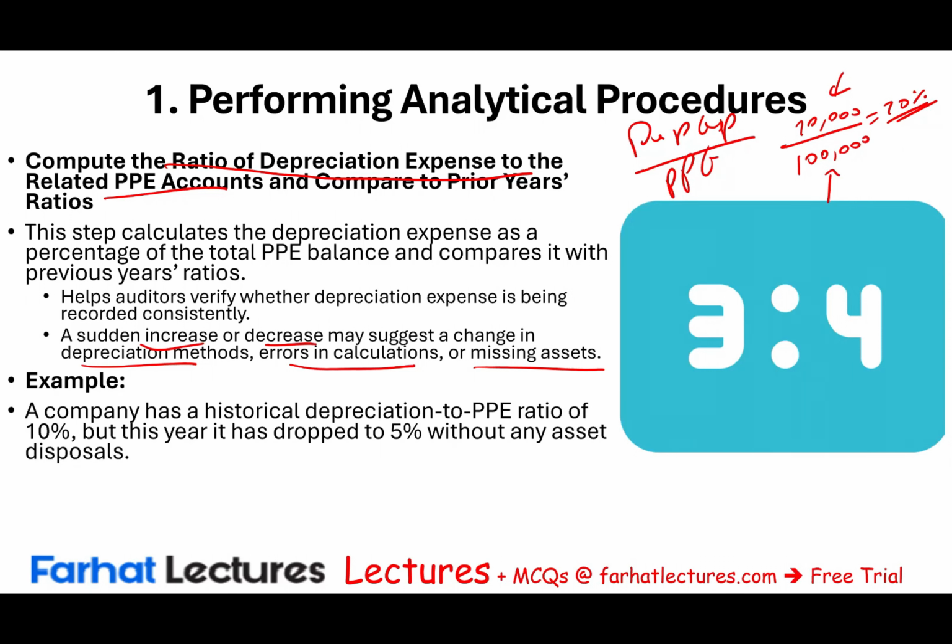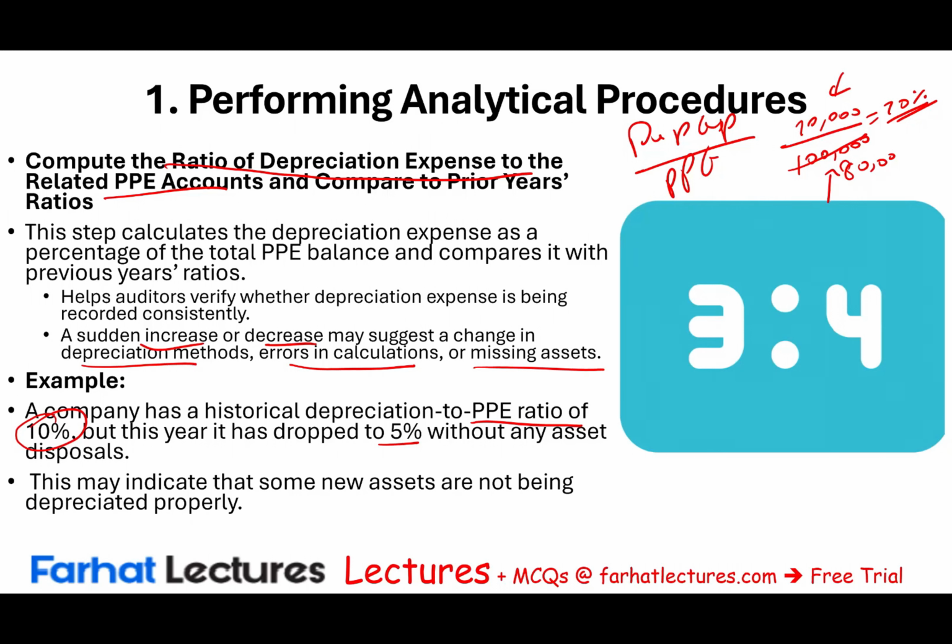So a company has a historical depreciation to PP&E at 10%, but this year it has dropped to 5 without any asset disposal. Well, if we dispose of assets, if it went from, let's assume, 90 to 80,000, though this should change obviously, but we need to be aware of this. This may also indicate that some new assets are not being depreciated properly, or if there's any change, it means we did not add to the property, plant, and equipment, or if we added, we're not depreciating this amount properly. If our rate is around 10%, why did it change? Why was there an increase or a decrease?